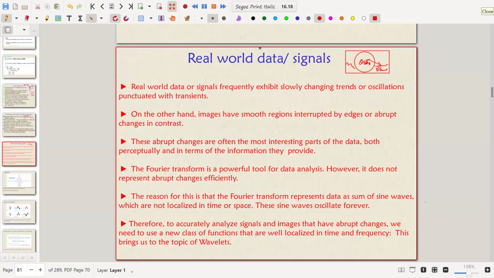Therefore, this brings us to the topic of wavelets, and we understood why the Fourier transform doesn't work. Wavelets might remind you of the Fourier transform, so I cleared the air that the Fourier transform is not usually used.